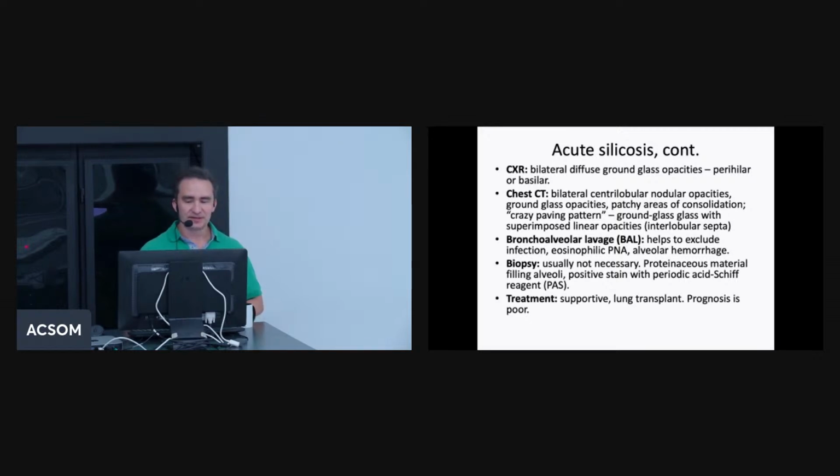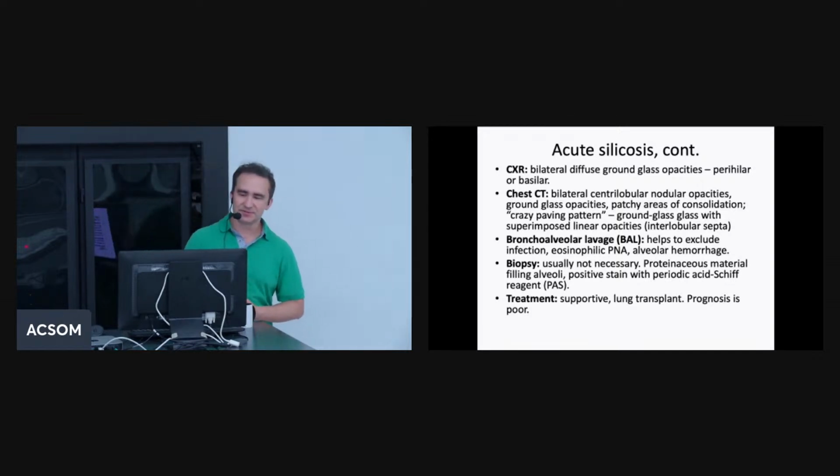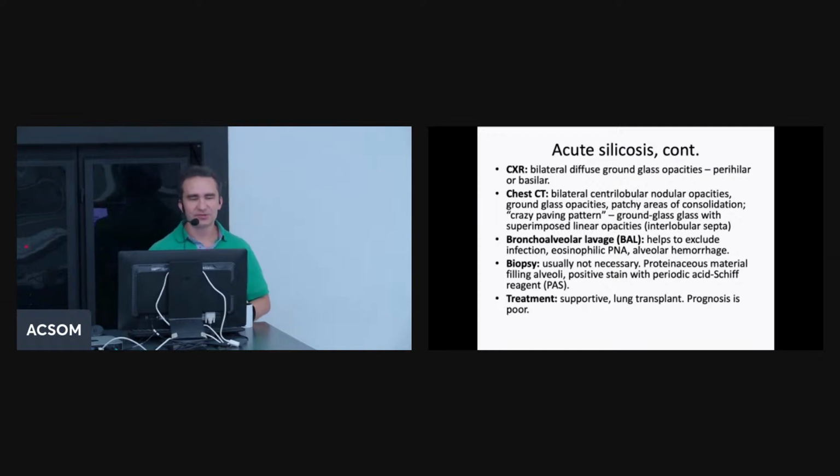Biopsy is usually not necessary, but if you do, you'll see proteinaceous material filling the alveoli, which will be PAS positive, periodic acid-Schiff positive. You remember alpha-1 antitrypsin deficiency will also stain positive for PAS in the liver. So it's just one of the stains used to identify.